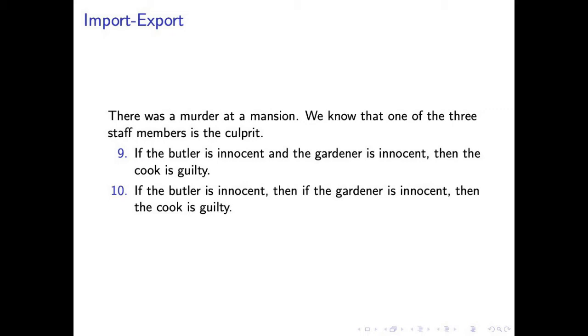then the cook is the culprit. The cook is guilty. It seems like that entails 10. If the butler is innocent, then if the gardener is innocent, then the cook is guilty. In fact, they seem equivalent, right? The problem is that the standard account would invalidate this pattern, right? Even holding the context fixed. So there's no funny business about context shifting.